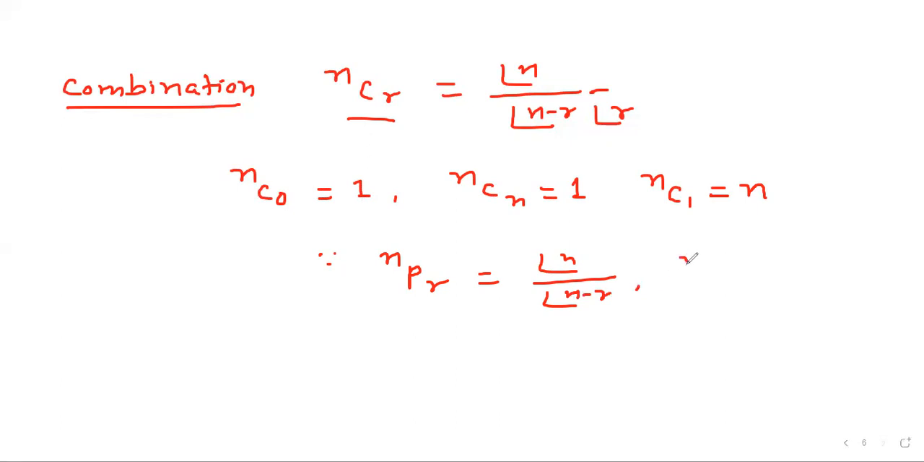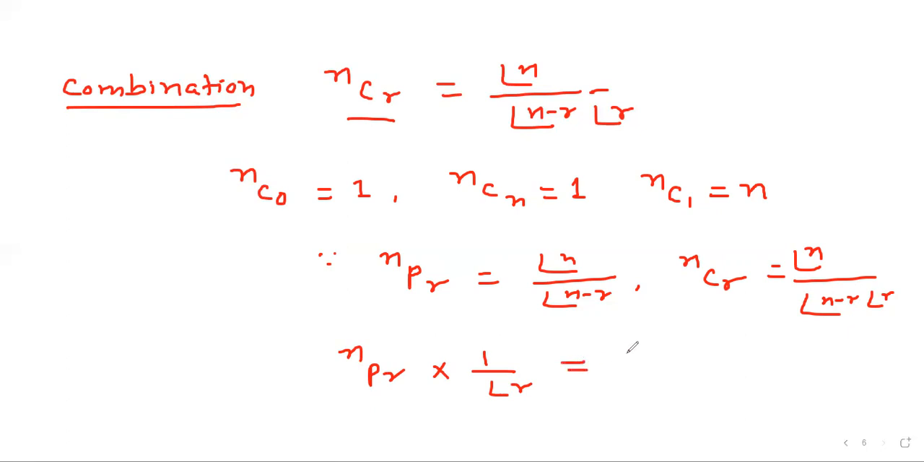And if we relate nCr with nPr, since nPr is equal to factorial n upon factorial n minus r, and nCr is equal to factorial n divided by factorial n minus r factorial r, clearly we can say that nPr multiplied by 1 upon factorial r equals nCr.